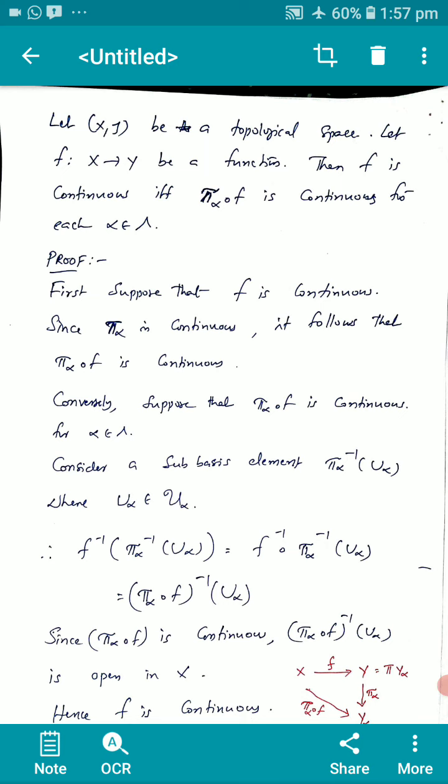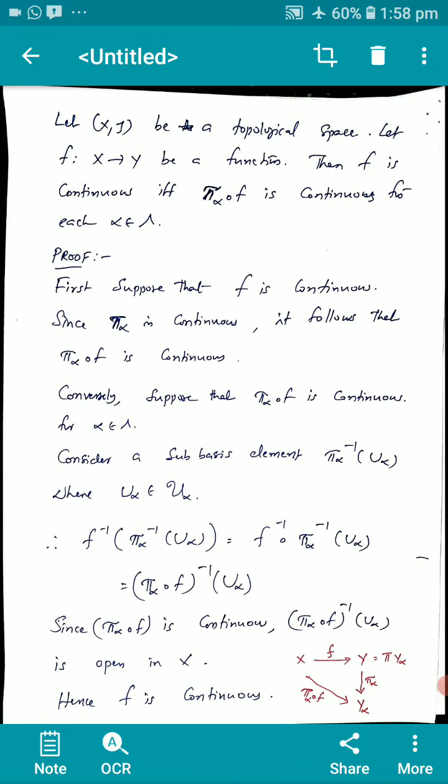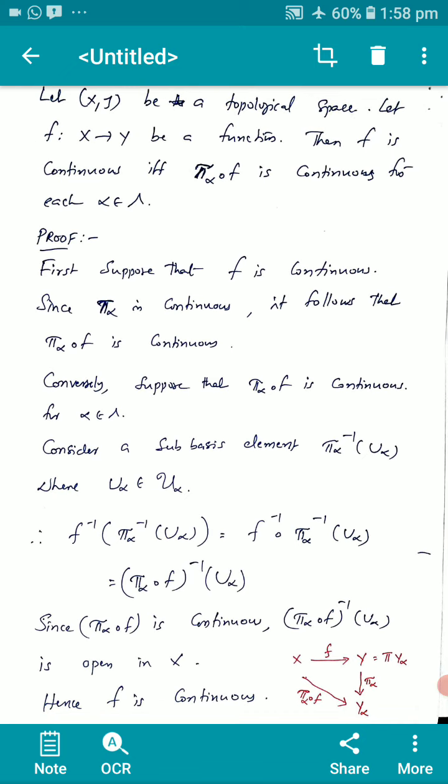First part you are taking. Coming to the proof, first part. First suppose that f is continuous. We know pi_alpha is the projection function and pi_alpha is continuous, so it follows that pi_alpha composite f is continuous. Composition of continuous functions is again continuous. Conversely, the converse part: suppose that pi_alpha composite f is continuous for alpha in the index set.